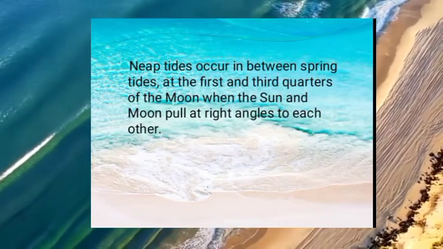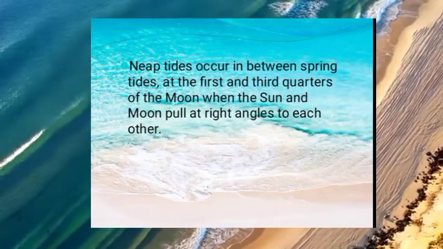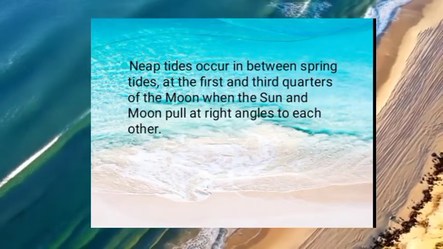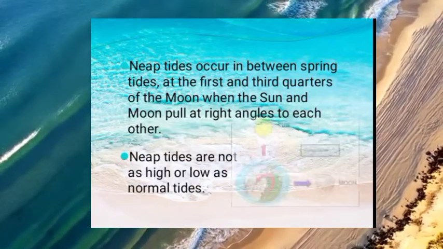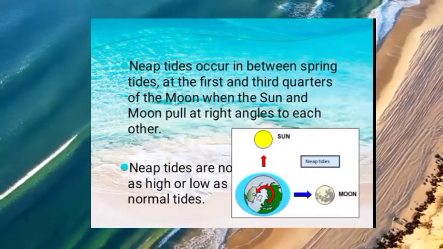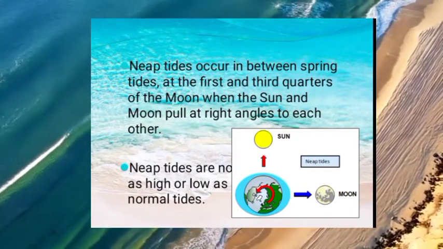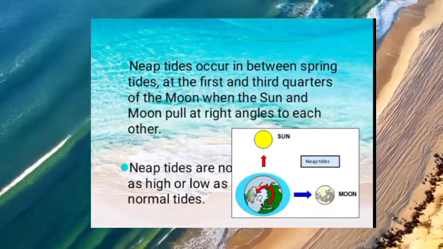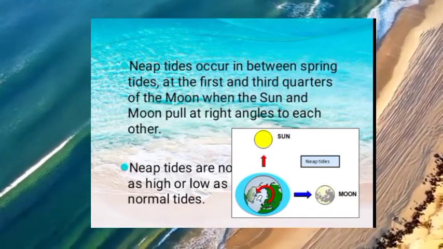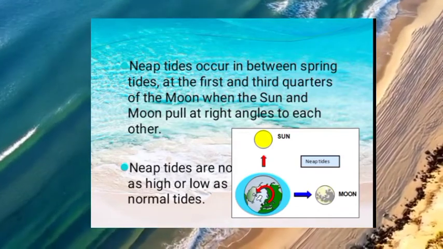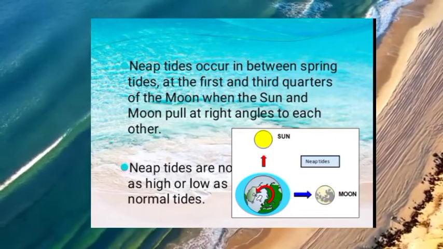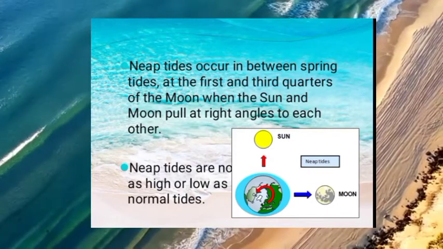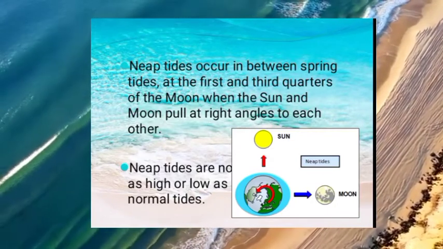Let us now proceed to neap tides. So neap tides occur in between spring tides at the first and third quarters of the moon, when the sun and moon pull at right angles to each other. For the information of all, neap tides are not as high or low as normal tides. Since the sun and moon are at right angles, their tidal forces counteract each other, and the tidal range is smaller than average. By the way, tidal range pertains to the difference in water level between high and low tide.